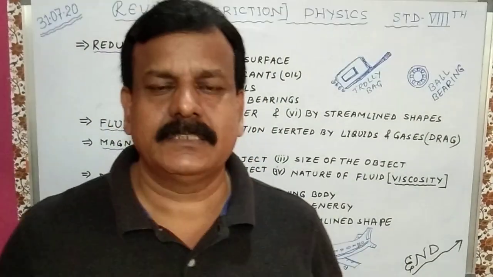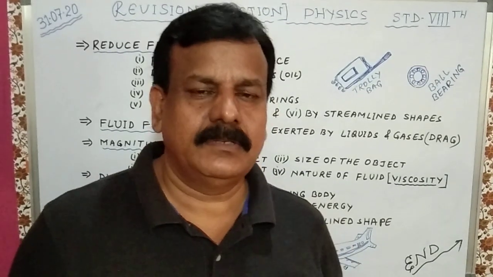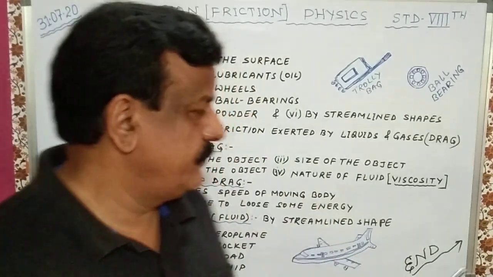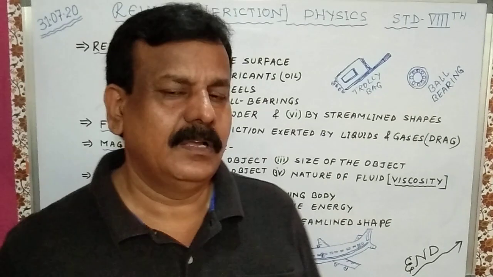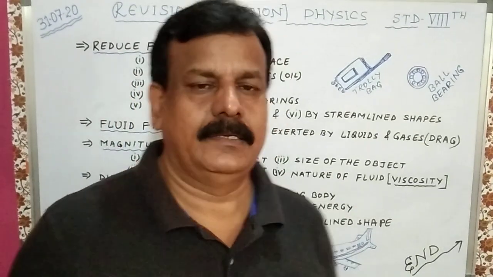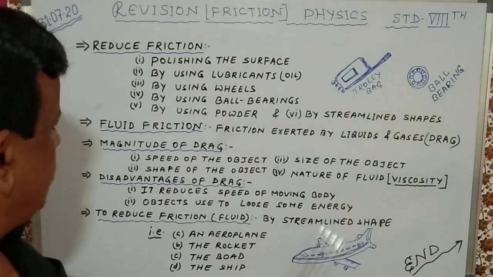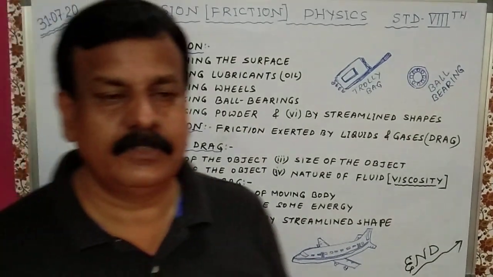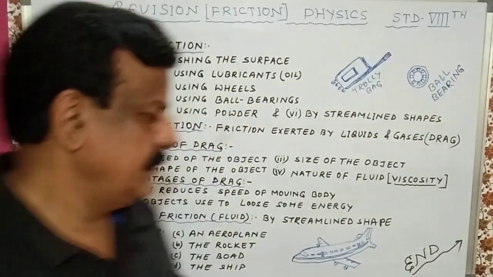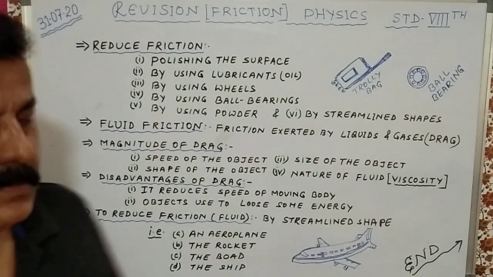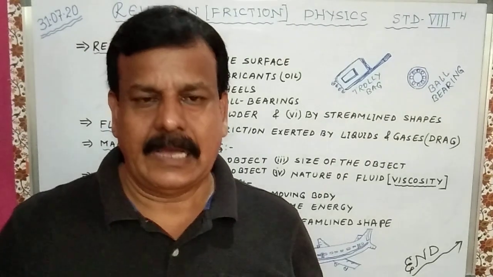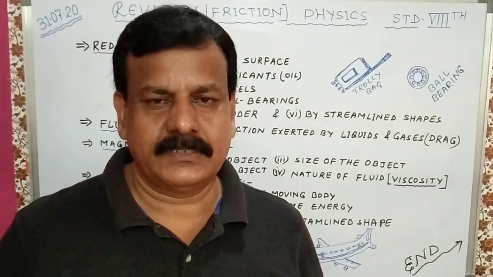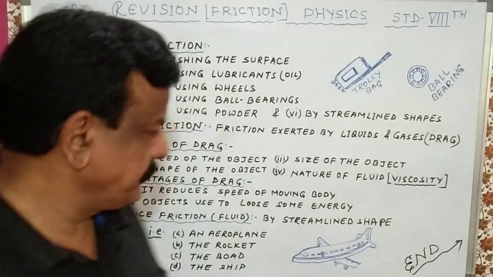What is fluid friction? Friction exerted by air or liquids. Friction exerted by liquids and gases is also called drag, and it is also called fluid friction. Magnitude of fluid friction, magnitude of drag, what does it depend on? Speed of the object. Magnitude of drag depends on the speed of the object. High speed, high friction, low speed, low friction.